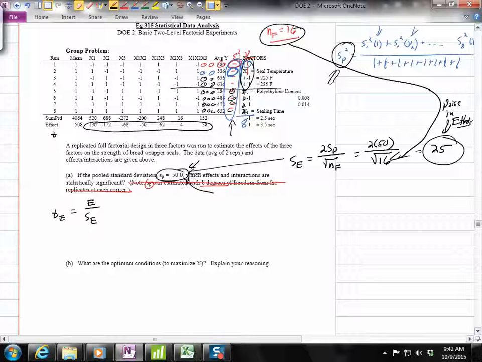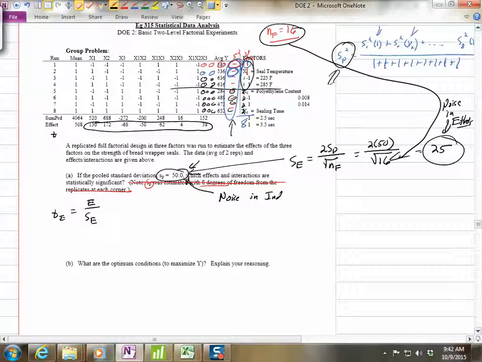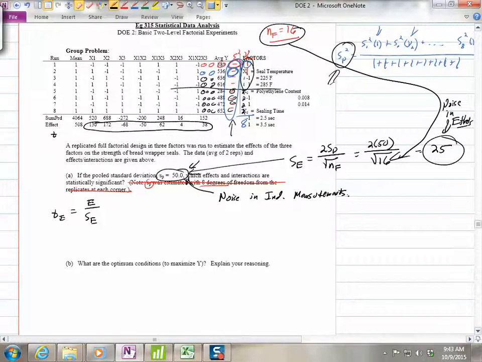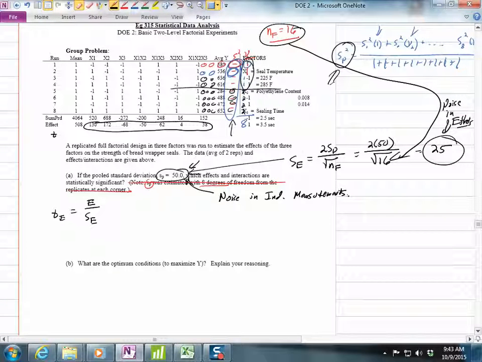SP is the noise in the individual measurements. We have to be able to figure that out and keep those things separate. So I'm okay with that. All right, everyone ready for a shortcut now? Exciting. All right, that's why you come to class. You don't just read the book.